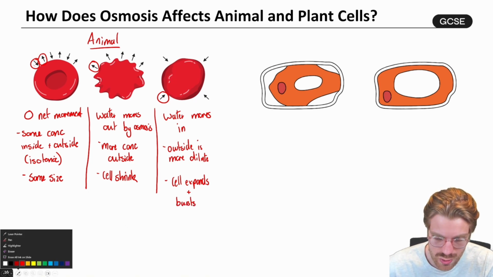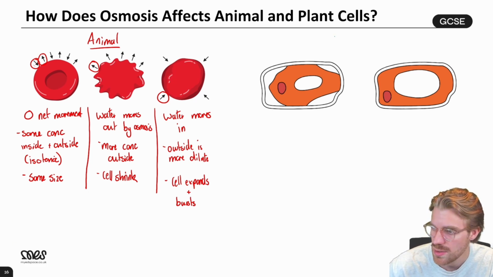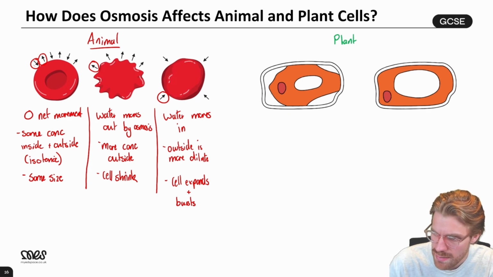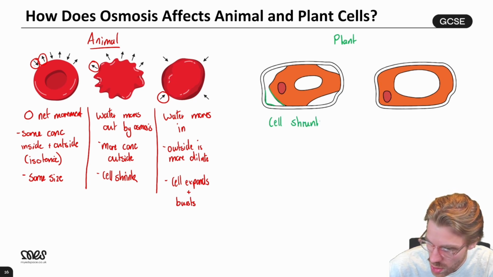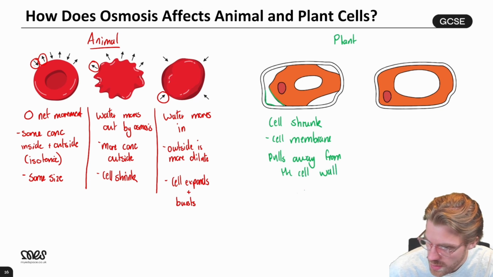Let's compare this now to the plant cells. Now, the plant cells here on the right-hand side, our first example here, we can see that the cell membrane has pulled away from the cell wall. What has happened is the cell has shrunk. The cell has got smaller. The cell membrane pulls away from the cell wall. This is known as plasmolysis, or we could say that the cell is plasmolysed.